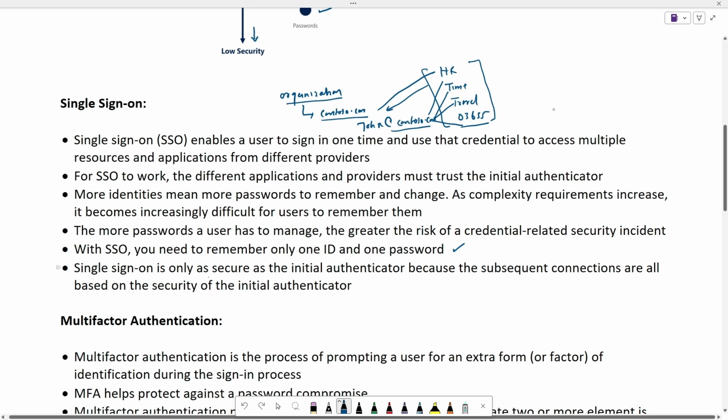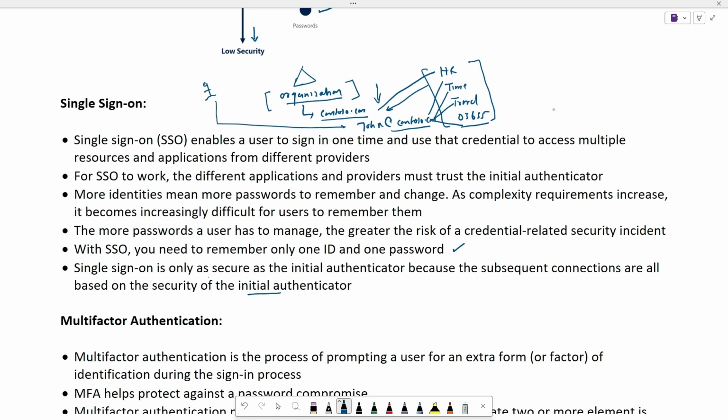Single sign-on is only as secure as the initial authenticator because the subsequent connections are all based on the security of the initial authenticator. In this case, the initial authenticator is the organization's domain controller, and if the directory service is hacked, John at contoso.com is the real employee who has access to all these applications. If his email ID and credentials have been hacked by a hacker, then the hacker has access to all these applications because he authenticates to the initial authenticator. Once authenticated, since it is single sign-on, he can access all the applications that were supposed to be accessed by John at contoso.com.